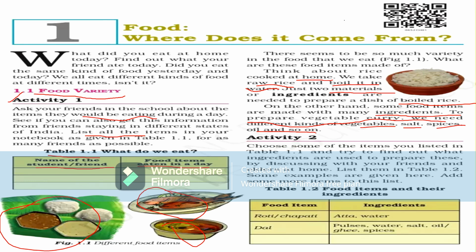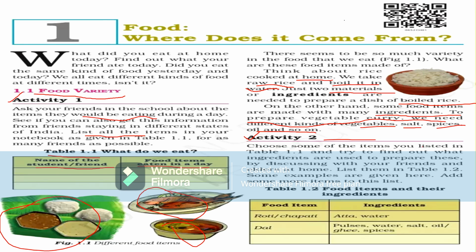In some houses, mothers will put salt while boiling the plain rice because it gives some taste. So they put some salt. So here, for preparing a veg curry, we need different kinds of vegetables, salt, spices, oil, and so on. You can do this activity at home too.